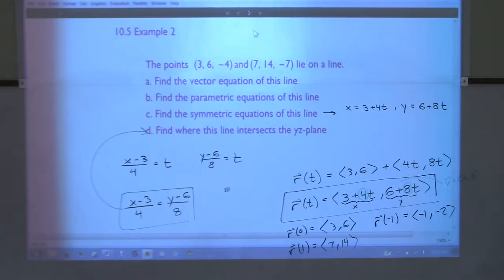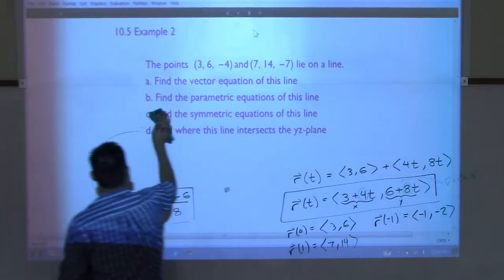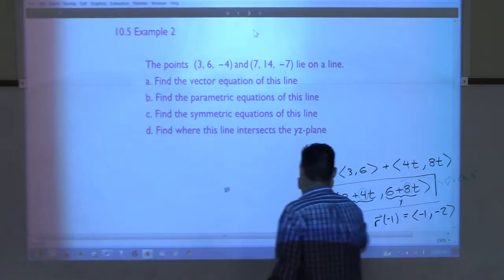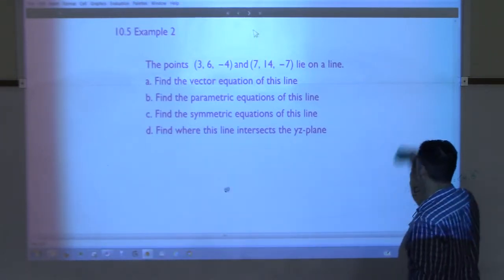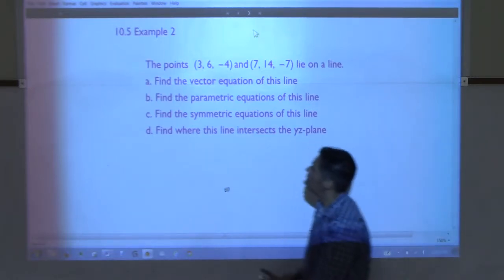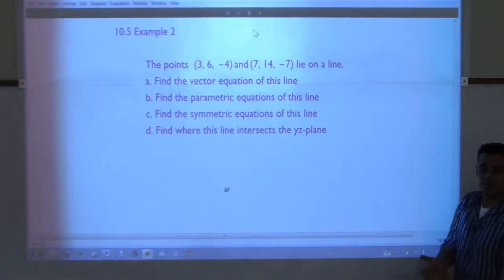Okay, we're going to do this. Actually, you're going to do this. What's the difference between this problem and the previous one? Three-dimensional. So you're going to actually come up with the vector equation of a line in three-dimensional space. So see how you do. I'm going to give you a few minutes to work on this.